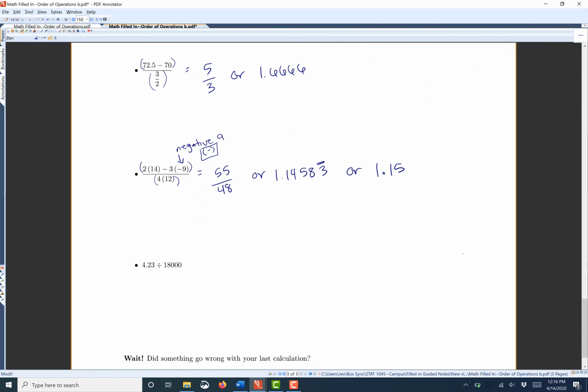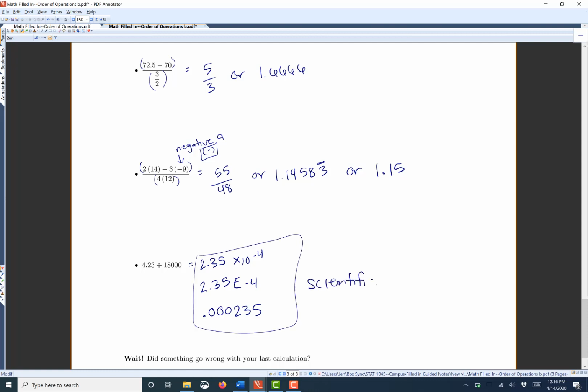The last problem, you might have thought something was wrong with your calculation because you might have gotten something strange like this, like 2.35 times 10 to the -4, or you might have gotten 2.35 e to the -4, except your calculator probably just writes it down low like this, e to the -4, or it might have been 0.000235. These all mean the same thing. This is called scientific notation. If you're curious, you can go look for that video as well right now.